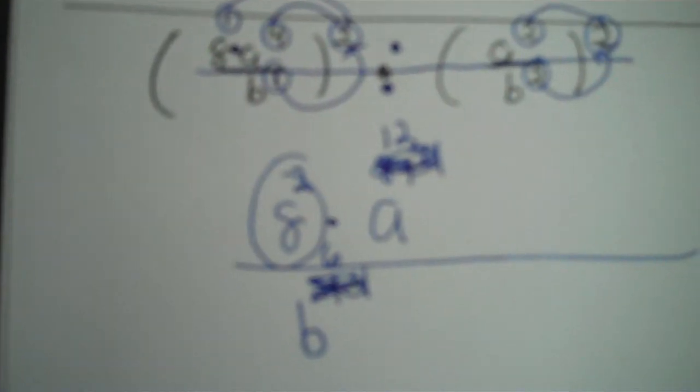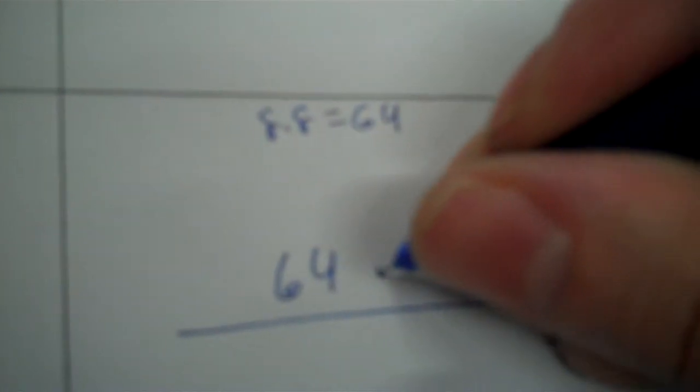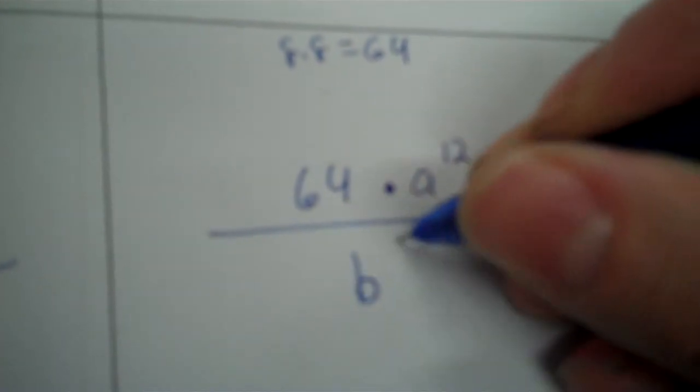And by the way, notice how I'm not canceling because I have a b on bottom but no b on top. Okay? No b on bottom, no b on top. Okay? So I was not able to cross anything out. I have a b on bottom, but I don't have one on top. 64 times 8 to the 12th, and the bottom, b to the 6. You can't multiply anything on top, b to the 6, because you get right to your variable.